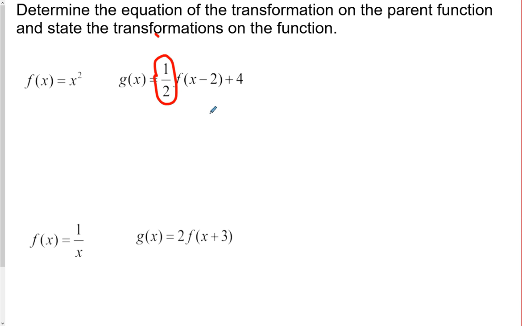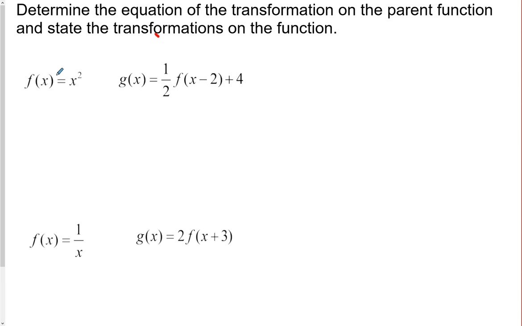Multiply all your y values by a half. That's the same as dividing your y values by 2. That's a vertical compression by a factor of a half. Shift everything to the right 2 units. Shift everything up 4 units. Now let's actually write what our equation would look like.